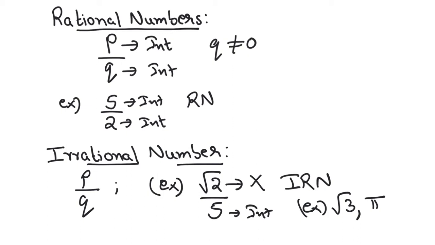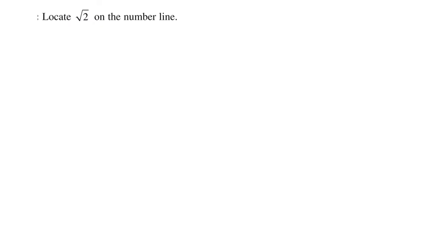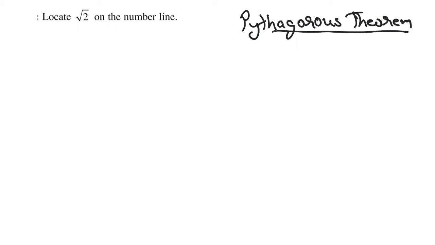Now, let us see how to plot an irrational number on a number line. Let us locate root 2, which is an irrational number, on a number line. But before we even attempt to do this, we must first understand the Pythagoras Theorem, which you studied in grade 7. Let us understand what the Pythagoras Theorem is.